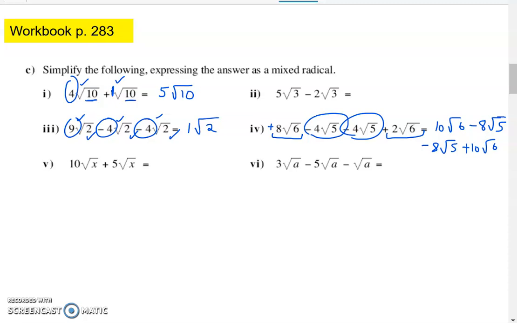And then if you have a bunch of different radicands or indexes, pick the like terms and only combine their coefficients. Okay.